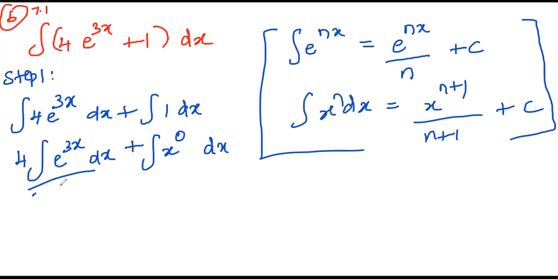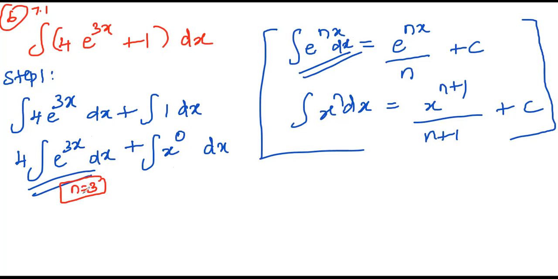So for solving this, you just have to compare this. I'm sorry, I forgot to put dx here. You just have to compare it with the left hand side part. If you do that, the value of n is going to be 3. Are you able to follow so far?